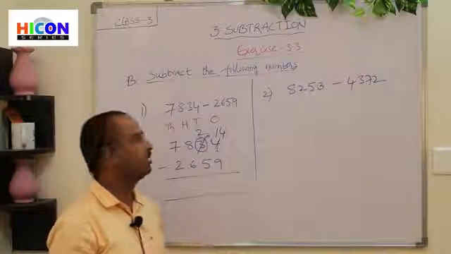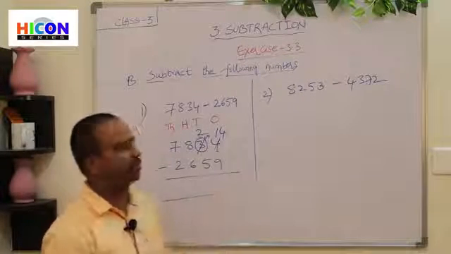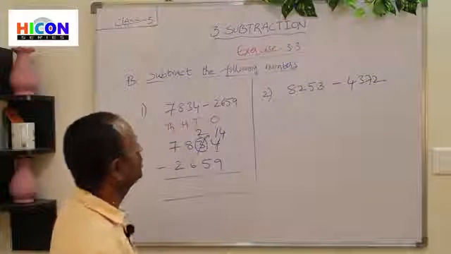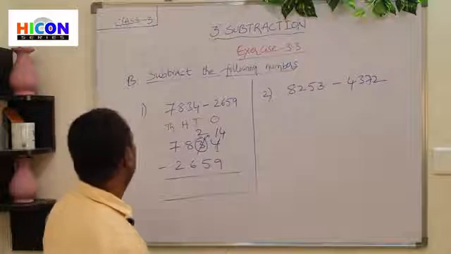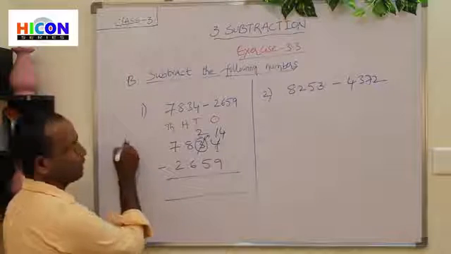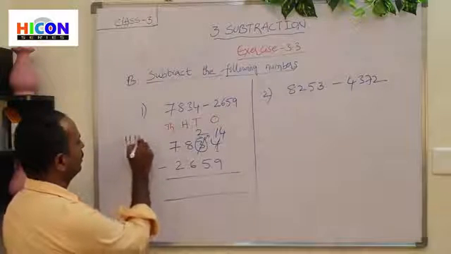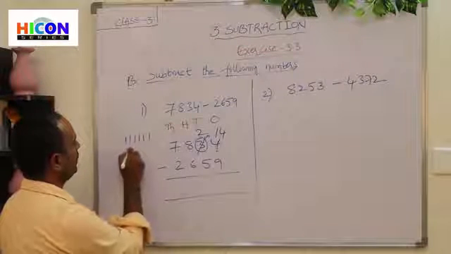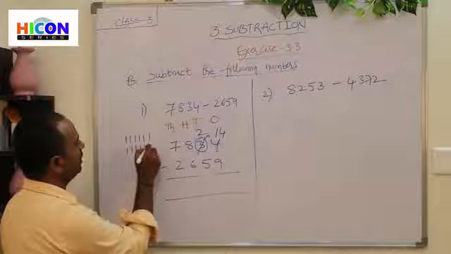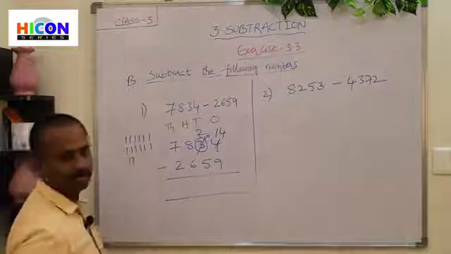So we have to draw 14 lines in your notebook. So draw 14 lines in your notebook. That means 14 lines drawn here. 1, 2, 3, 4, 5, 6, 7, 8, 9, 10, 11, 12, 13, 14.